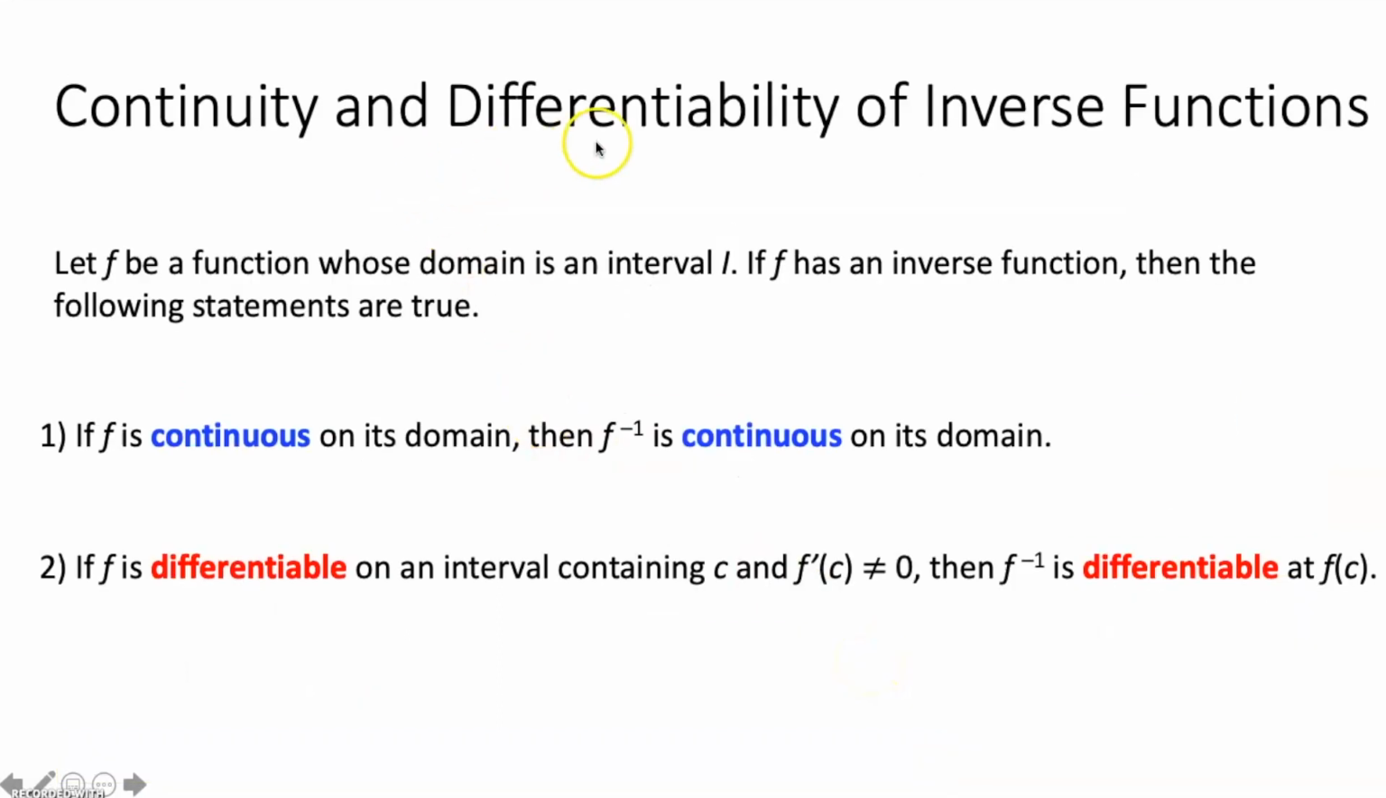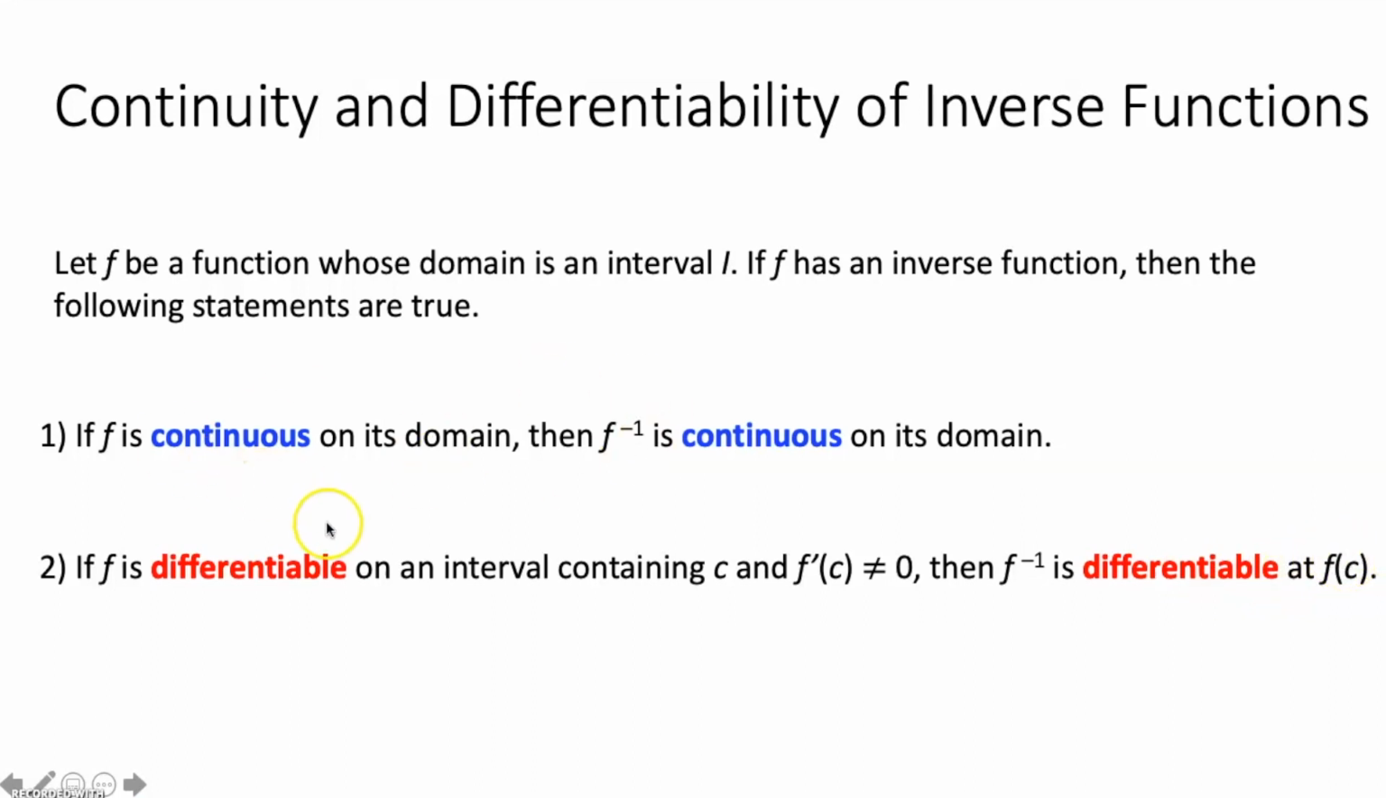Now let's talk about continuity and differentiability of inverse functions. So let f be a function whose domain is an interval I. If f has an inverse function, then the following statements are true. 1. If f is continuous on its domain, then f inverse is continuous on its domain. And 2. If f is differentiable on an interval containing c and f prime of c is not equal to 0, then f inverse is differentiable at f of c.